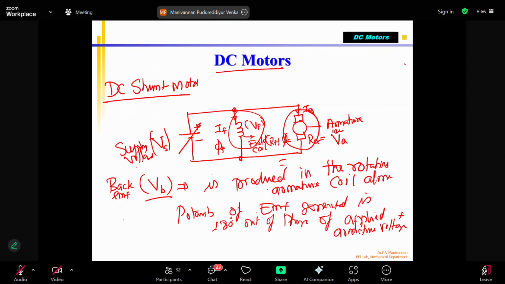Potential, no, polarity. Sorry, the polarity of the EMF generated is 180 degrees out of the applied voltage. The applied voltage, we say VA, the armature voltage, represents this one. This voltage is called VB. VA will be the applied voltage or armature voltage. We know that VB is the generator voltage, the back EMF. The polarity of this voltage will be opposite, so that way it will oppose.